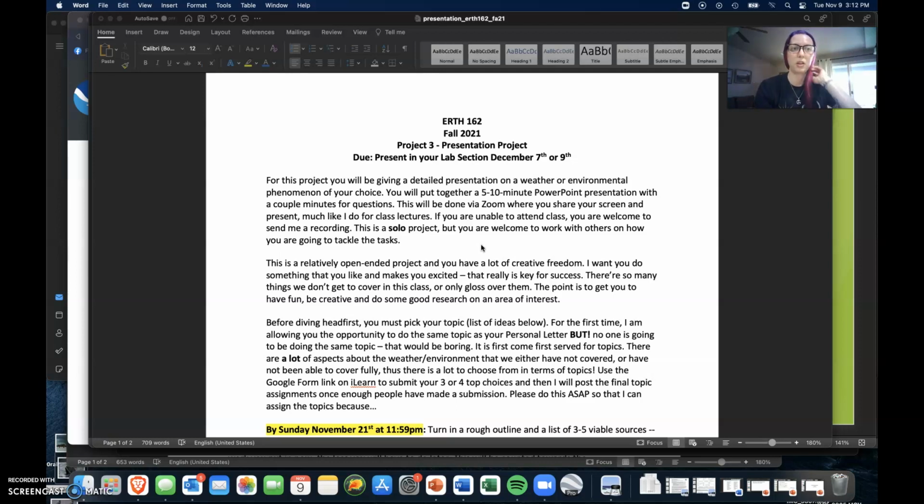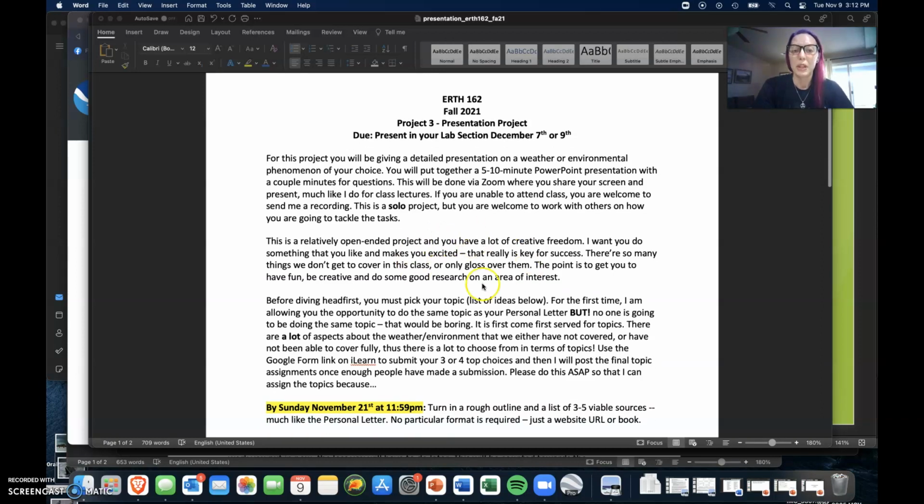You know, I don't like making y'all work in groups, and especially with this online stuff, it can be really difficult. So no worries about that. Really, overall, it's a very open-ended project. You have a ton of creative freedom. I want you to do something that you like and that makes you excited. It really is the key for success.